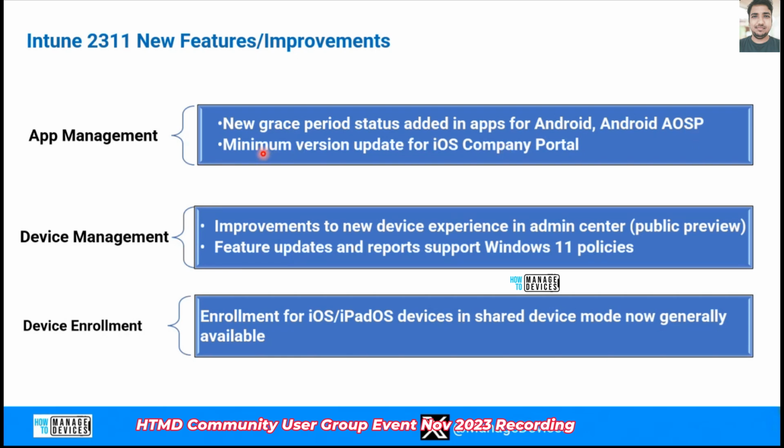The next feature is the minimum version update for the iOS Company Portal. If you are using the Company Portal app, or you have enrolled your iOS device in Intune, you will be required to update to the latest version of the iOS Company Portal. If you are not using the updated version, you will be prompted to update the Company Portal app.